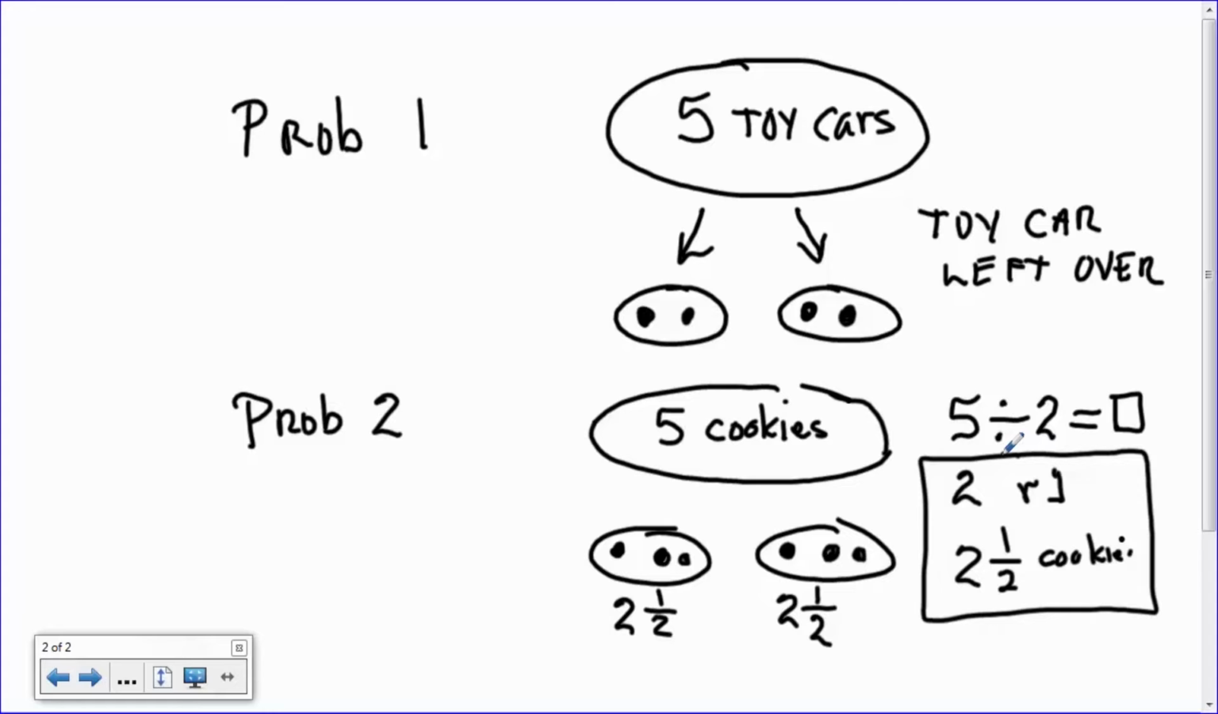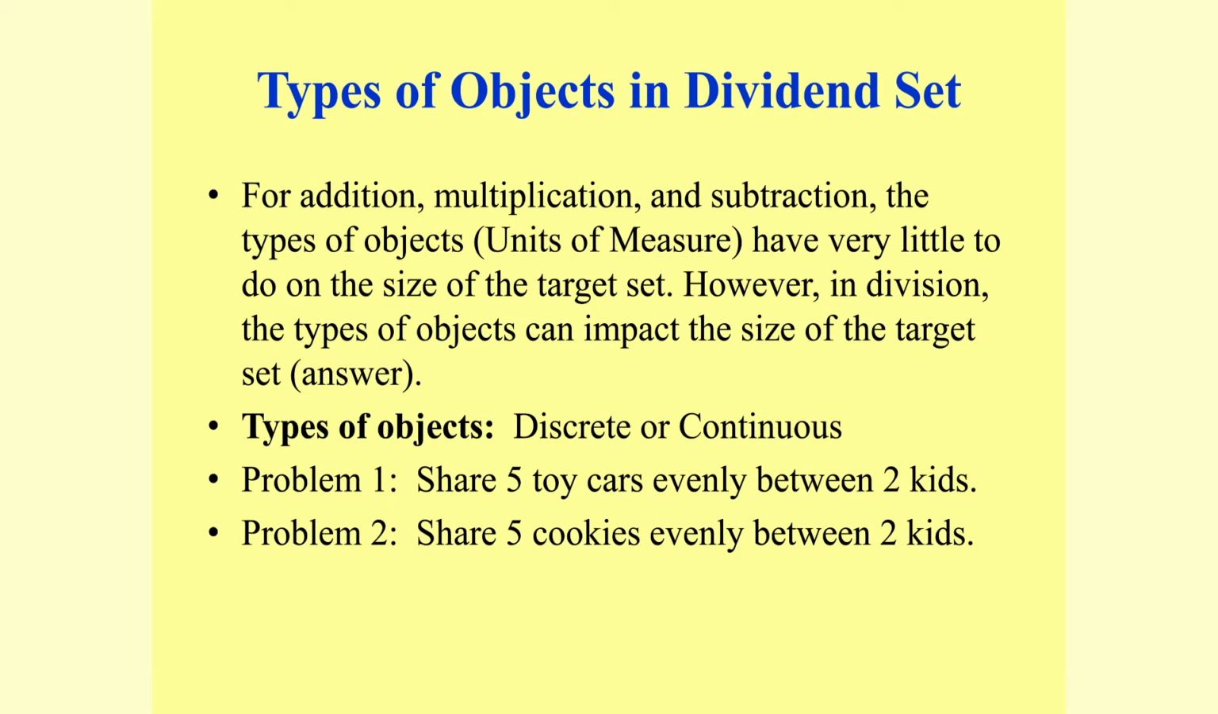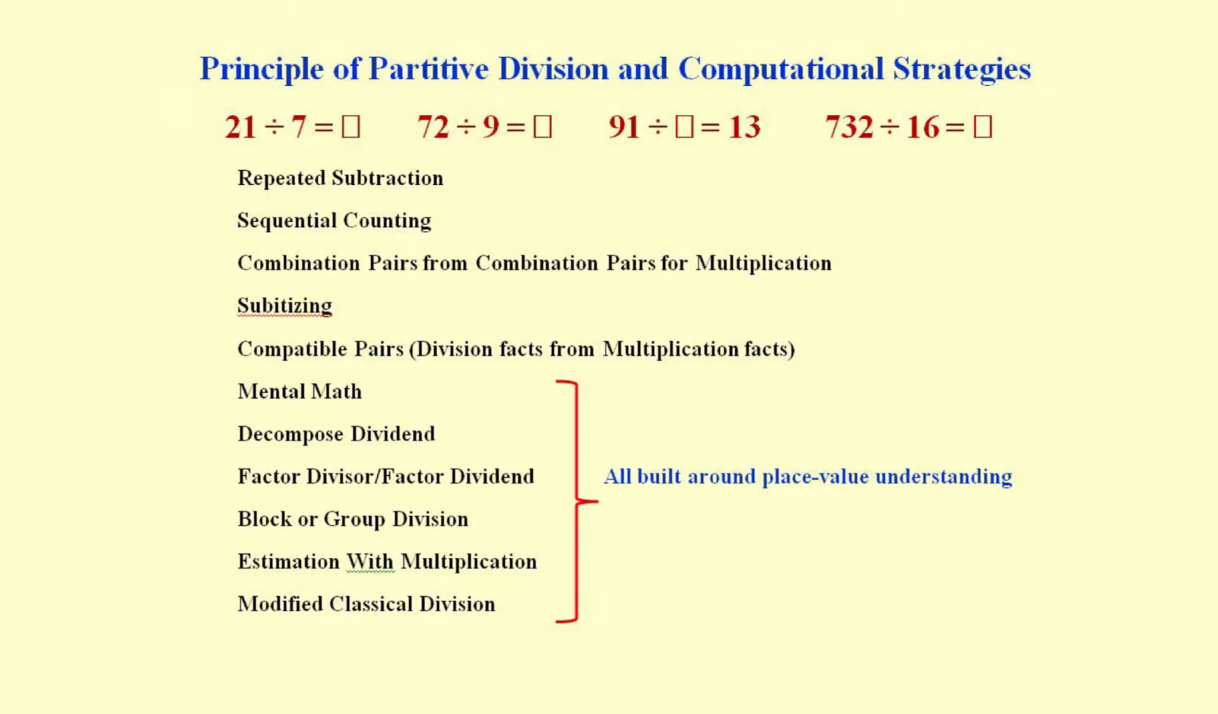So now we want to go back to looking at our list of computational strategies for partitive division. Again, remember, the types of objects in the dividend set are very important in how they impact the answer to the question. So when you're starting to work with division problems, think about the nature of the objects in the dividend set. Are they discrete or are they continuous? As I've already said, most of the time this has no impact on answers to problems that have to do with addition or multiplication or subtraction. But in division, it has a lot to do with it, so it's something we have to pay very close attention to.